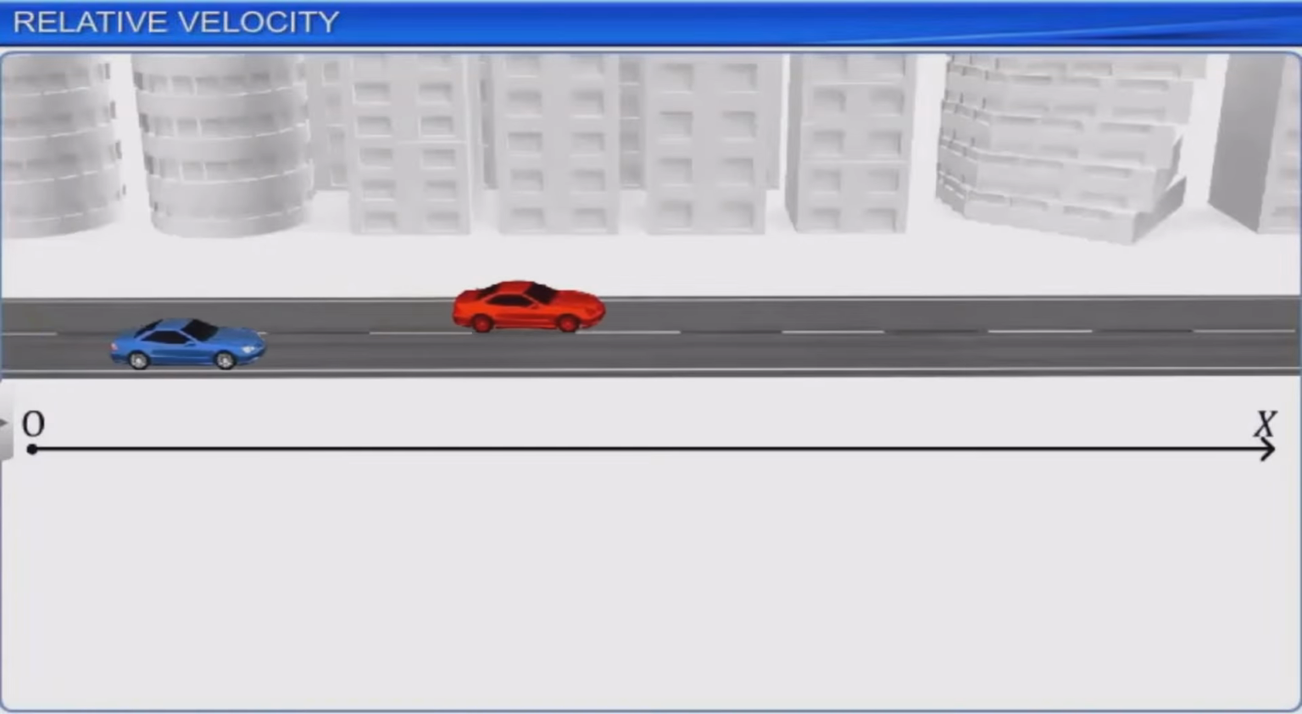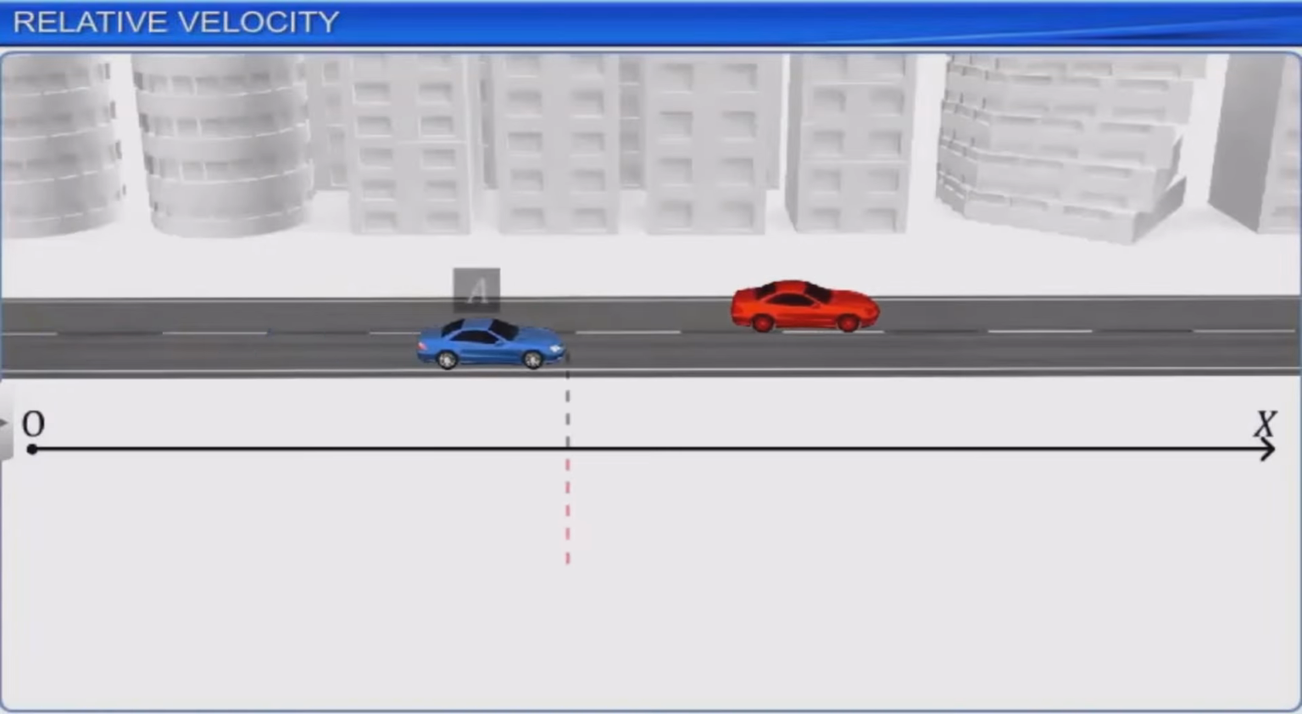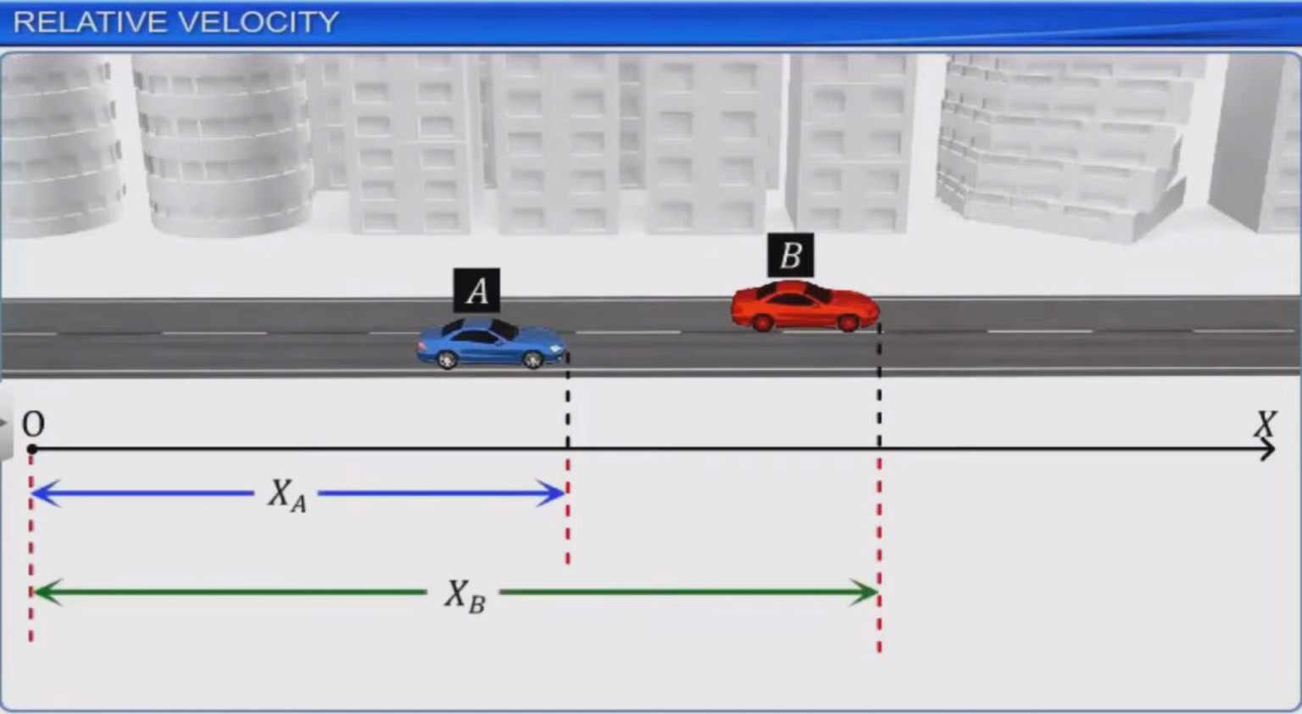Let's consider two bodies, A and B, moving along the same straight line. At an instant, their position coordinates are x_A and x_B respectively. This implies that A is at a distance x_A with respect to origin O, and B is at a distance x_B with respect to the same origin O. The distance is measured with respect to the fixed point O, which is the origin.